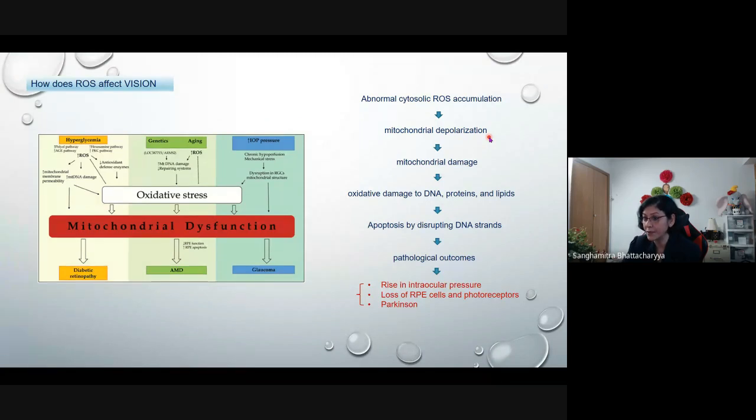So when the proton gradient is broken or hampered, the mitochondria becomes depolarized. Oxidative phosphorylation does not happen correctly. And hence, there is not only damage to DNA, but also the proteins and the lipids undergo oxidative damage, as a result of which the cells progress towards apoptosis through the disruption in their DNA strands, which leads to pathological outcomes like a rise in intraocular pressure, or we could lose retinal pigmented cells or the photoreceptors. I'll explain these two terms in my next couple of slides.